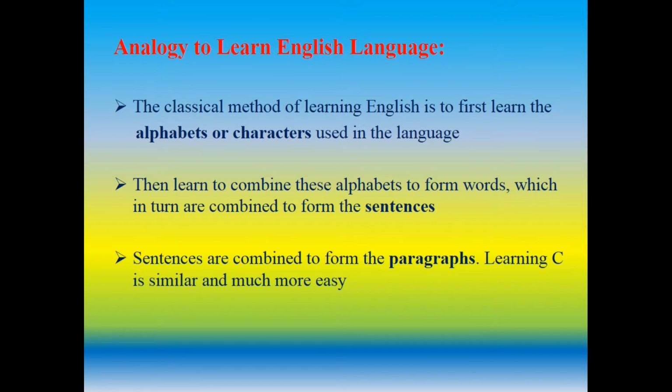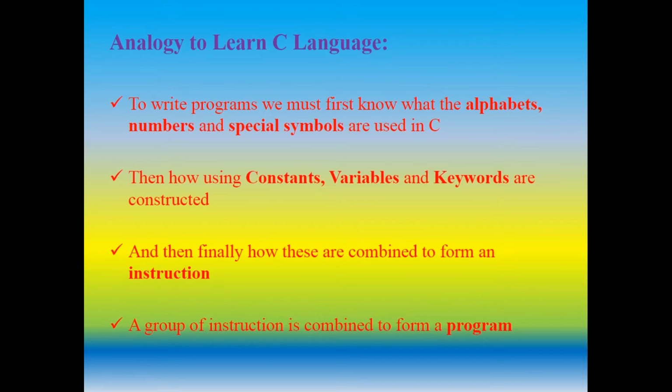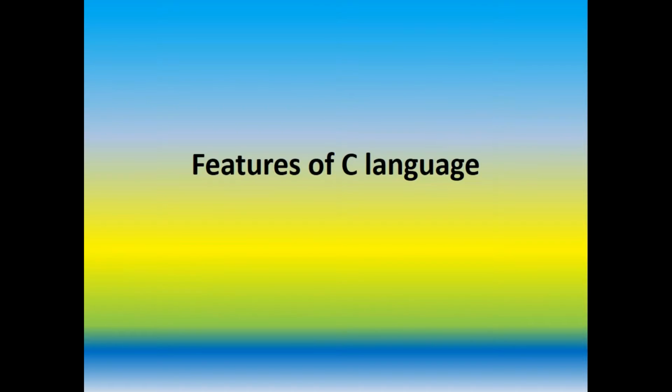By analogy, the classical method of learning English is to first learn the alphabet or characters used in the language, then learn to combine these alphabets to form words, which in turn are combined to form sentences. Sentences are combined to form paragraphs. Learning C is similar and much easier. First step, to write programs you must know what alphabets, numbers and special symbols are used in C, then how constants, variables and keywords are constructed, and then finally how these are combined to form an instruction, then a group of instructions is combined to form a program.